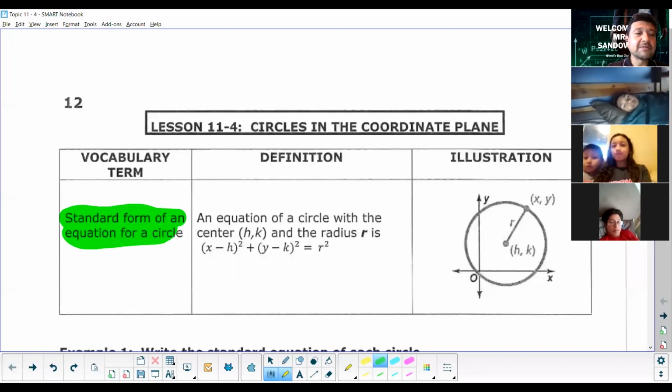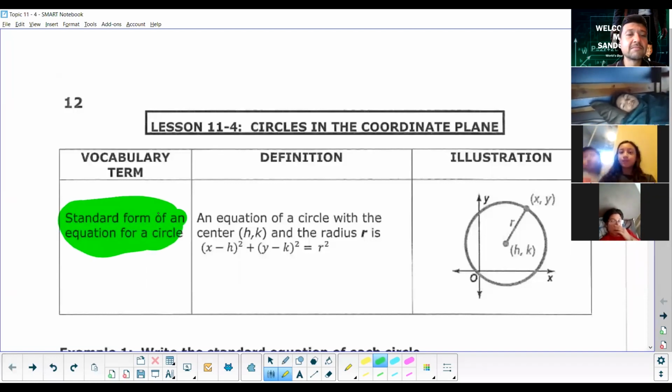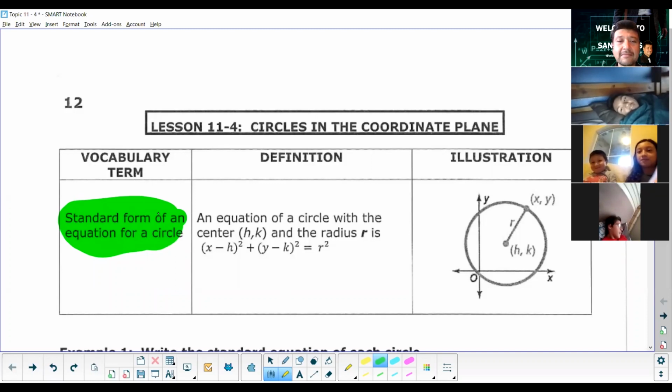Standard form of an equation of a circle. An equation of a circle with the center (h, k) and the radius r is (x minus h) squared plus (y minus k) squared equals r squared. Cool, pretty interesting, right? One thing that I'm able to guarantee is that this equation makes a circle.